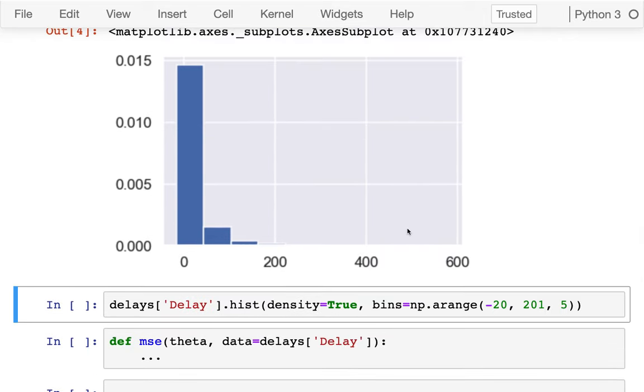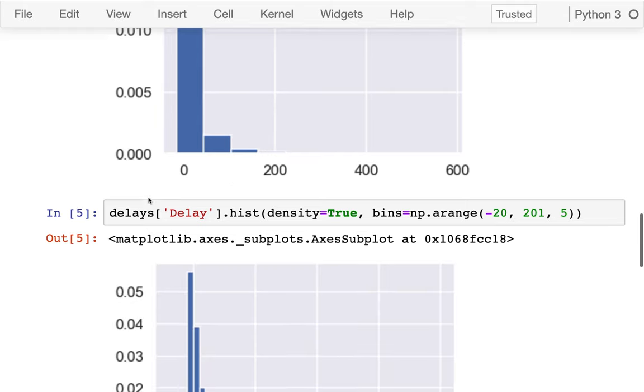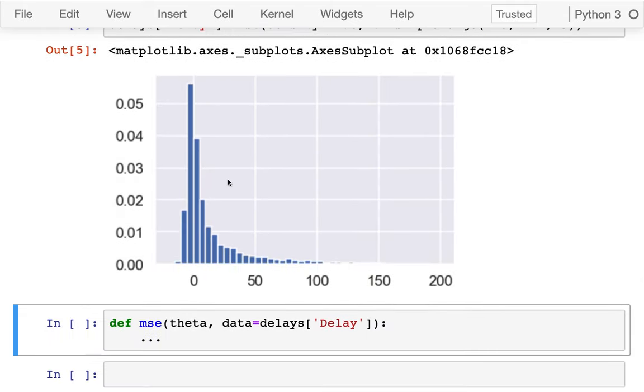The histogram is quite skewed, so I want to zoom into this region over here. So I'm just going to make another histogram where I'm zooming into the left part of it. So you can see that most of the planes were not delayed. But some of them were delayed by quite a bit.